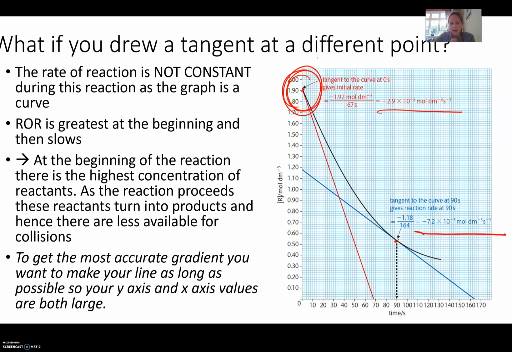Rate of reaction will always be largest at the start of a reaction. Why is that? At the beginning of the reaction, you have the most reactant particles available. That means there'll be the most collisions available at that point in time. As the reaction proceeds, you'll have less and less reactant particles, which means there'll be less and less collisions, which is why the rate decreases.